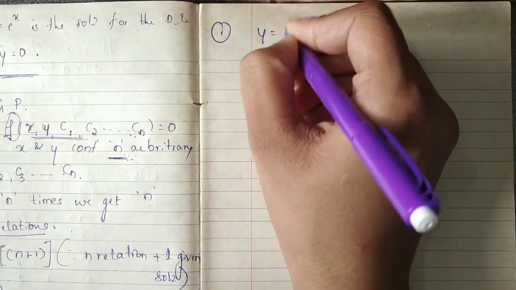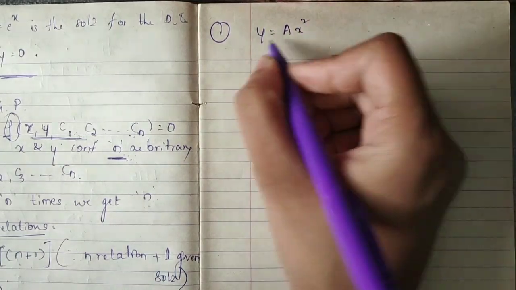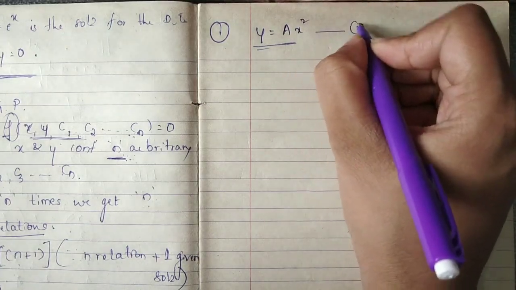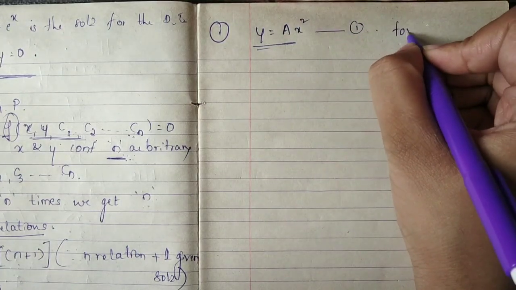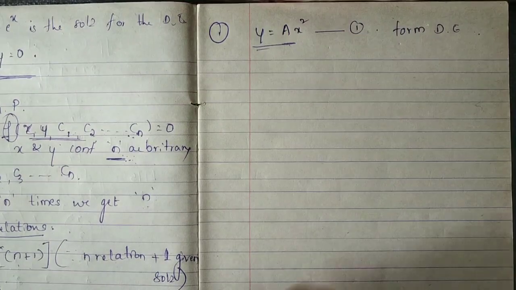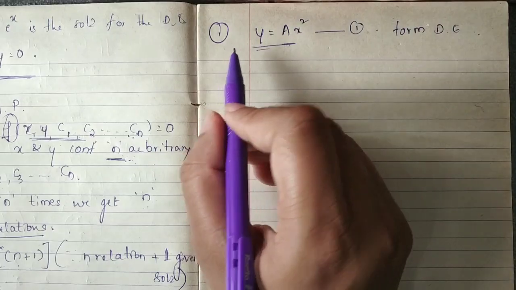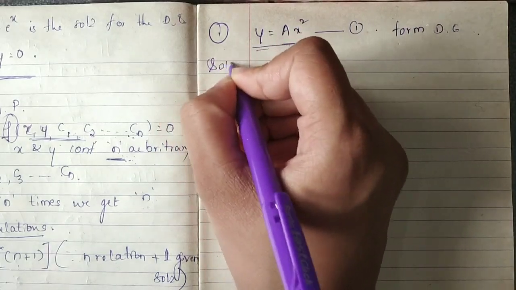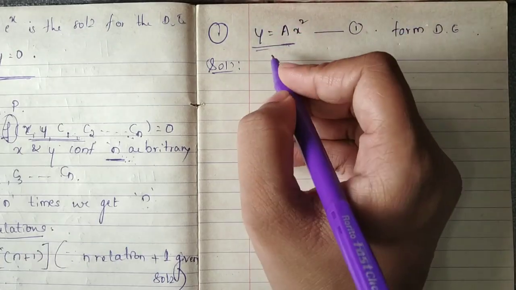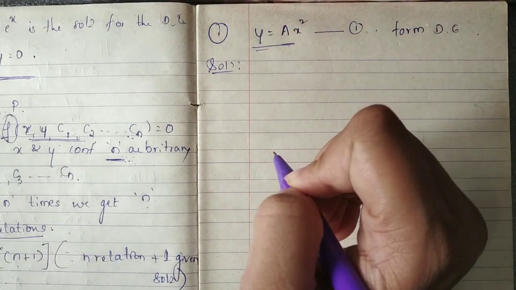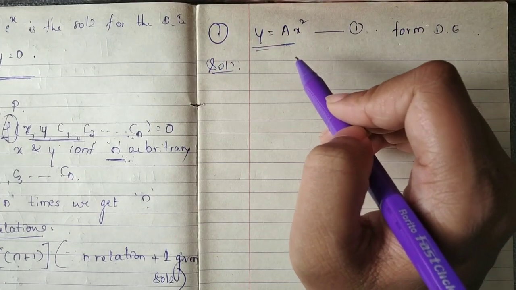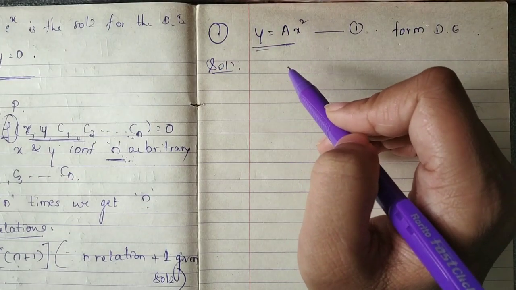y equal to a into x square, which is one of the solutions. We need to form the differential equation with respect to this solution. So we have only this relation. According to the working method, we need to differentiate this.